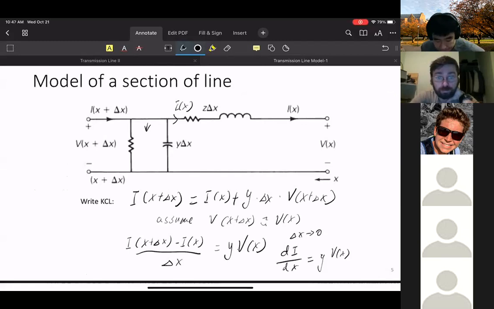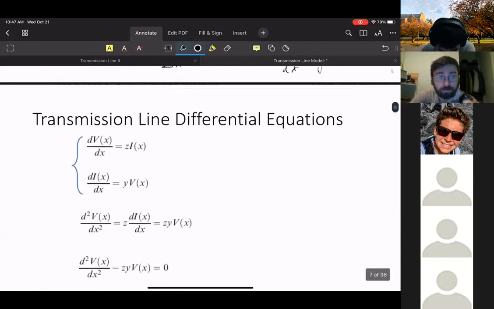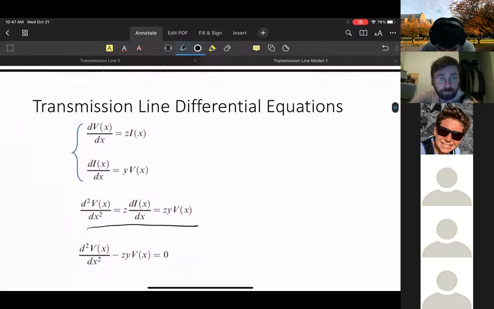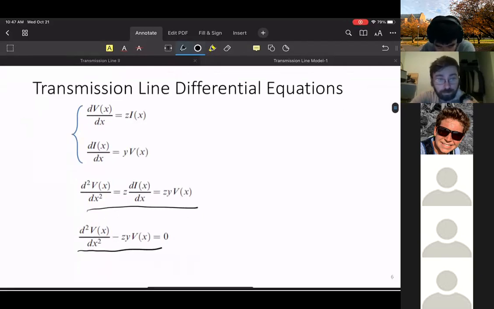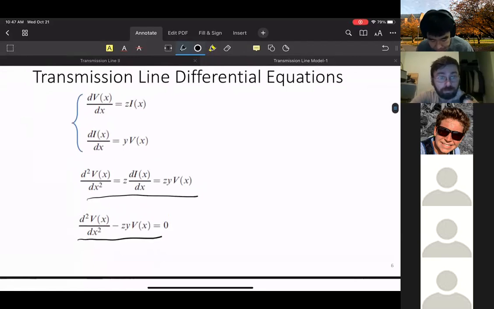If you put the two equations together, we have the derivative of voltage equal to a constant times current, and the derivative of current equal to a constant times voltage. These are called the transmission line differential equations. You can put them together to get a second order equation by taking a derivative again. Now if you put them like this, you have basically d squared Vx minus zy times Vx equals zero. This is our differential equation.